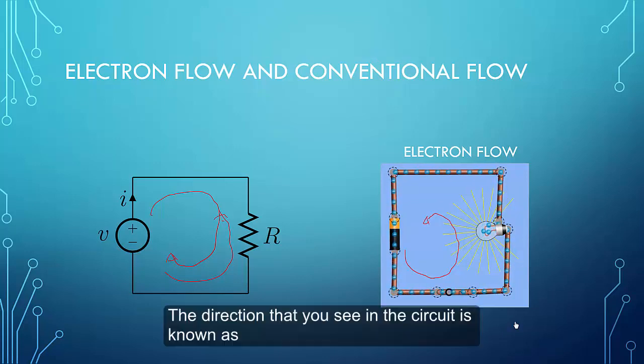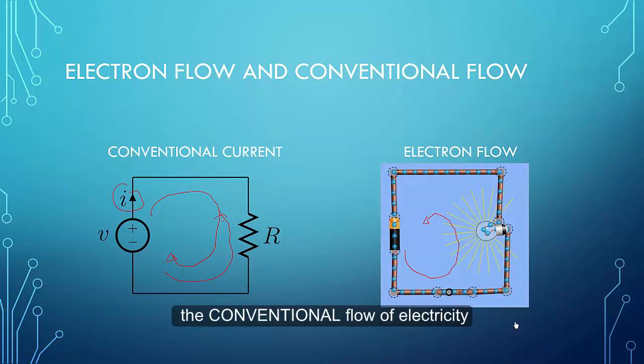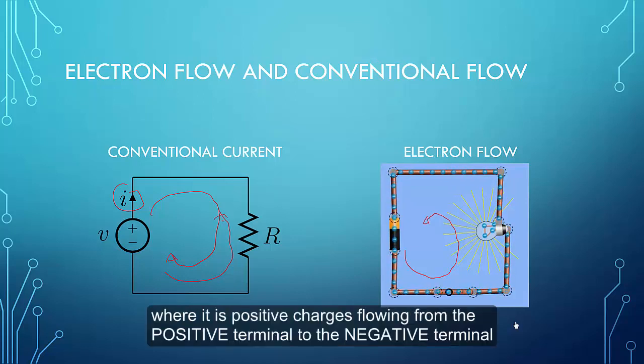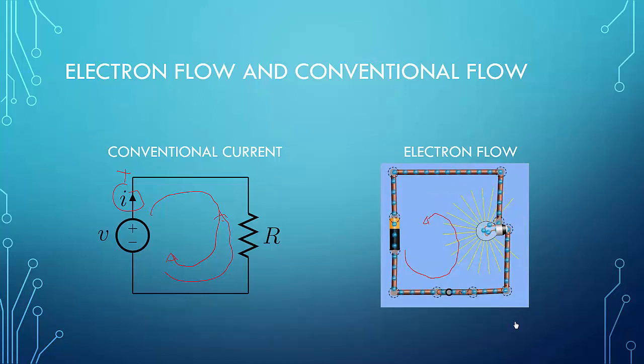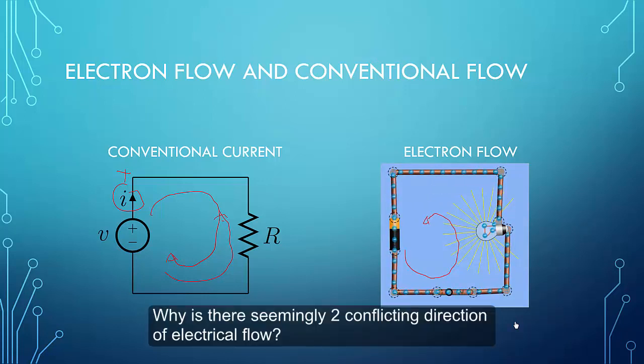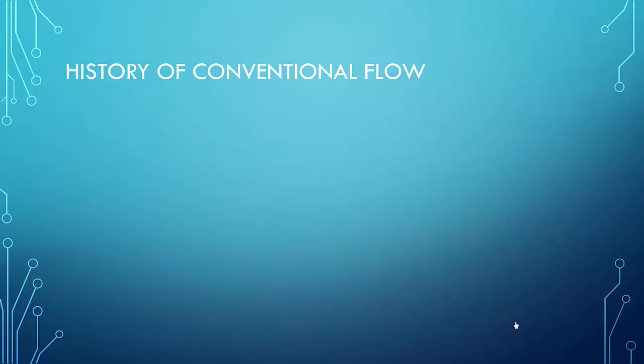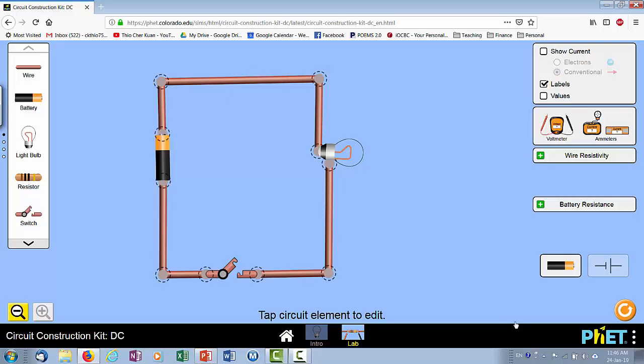The direction that you see in the circuit is known as the conventional flow of current of electricity, where it's positive charges that move from the positive terminal to the negative terminal. Why are there two conflicting directions of electricity flow? Let's talk about the history of conventional flow.